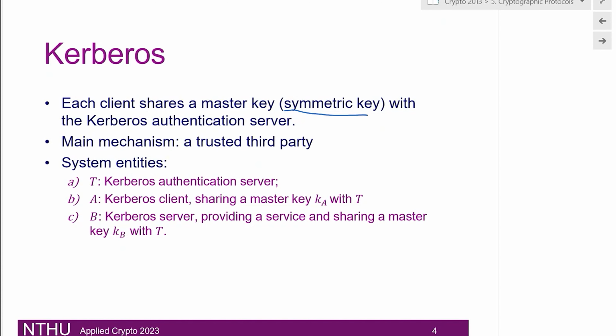And the mechanism that they came up with is something called a trusted third party. A trusted third party, which in this protocol we know as the authentication server, is a server that is trusted by everyone. Let's imagine our campus scenario. Imagine in our campus we have NTHU.edu.tw. We say that everybody trusts that server.